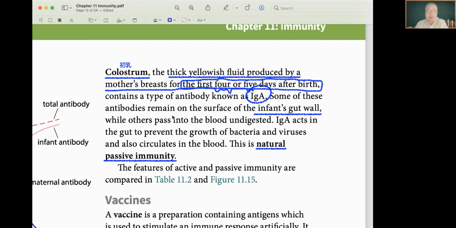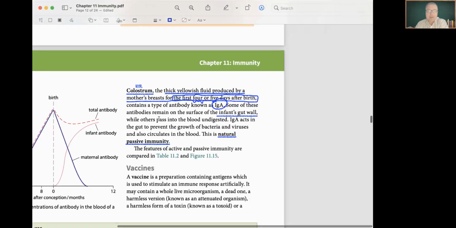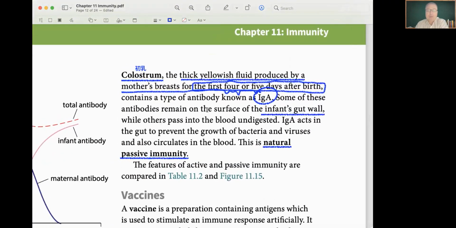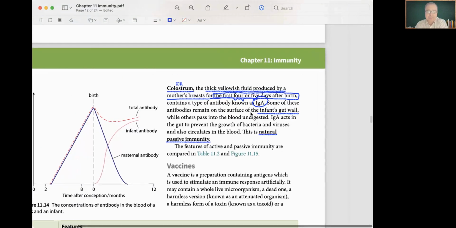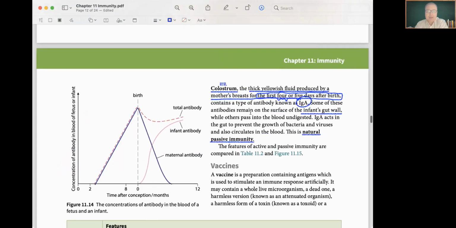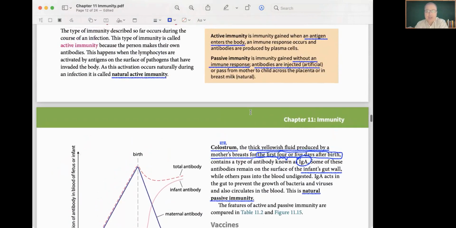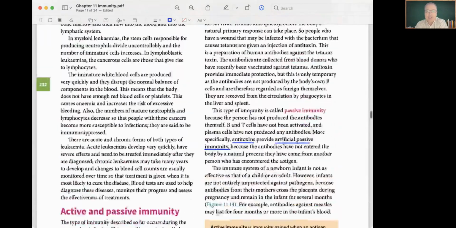Okay, so colostrum is good. Please remember colostrum. Also remember the component of colostrum is the antibody IgA. Ig stands for immunoglobulin, 免疫球蛋白, immunoglobulin A. Actually there are IgA, IgG, IgM, and IgE.